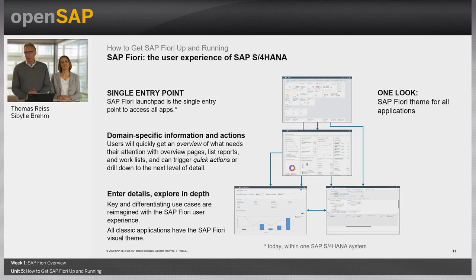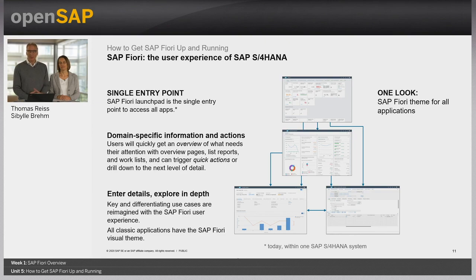This slide summarizes what I've just explained. The Fiori Launchpad is a single entry point allowing users to navigate to new and innovative Fiori apps, which in turn give them an overview of what needs their attention and which allow them to drill down to details. On the bottom left, we see an example of a Fiori app showing an object page.